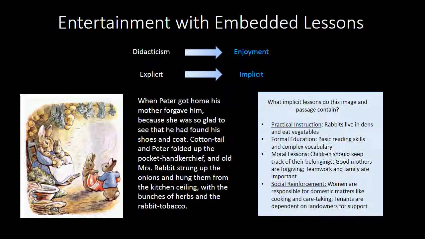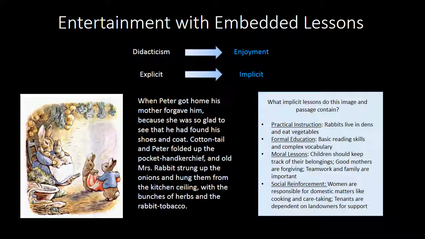And finally, there's the idea that tenants are dependent on landowners for support. Now, this is one that you might not see unless you're familiar with the text as a whole, because we know that the Rabbit family here is living on McGregor's garden, and Peter has gone and stolen some vegetables from Mr. McGregor and brought them back to the house. So that's that idea that the gardener, the person who's owning the land, is providing for the people who are living on it, and that they're codependent.